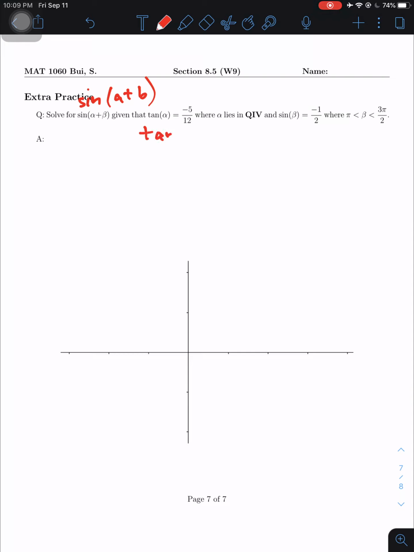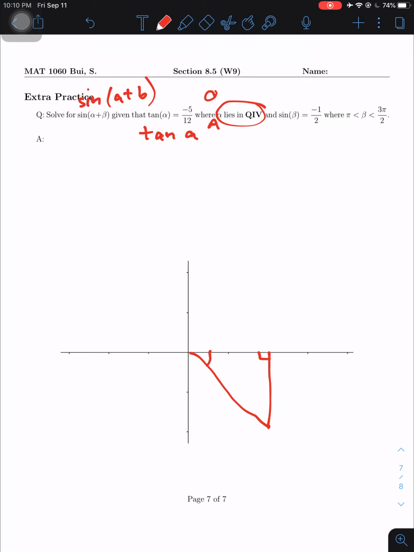Tangent of A is negative 5 over 12. And we know for a fact that tangent equals opposite divided by adjacent, right? And alpha lies in quadrant 4. That's a good piece of info. So alpha A is in quadrant 4, right? So 1, 2, 3, 4. We have alpha in here, so let's make a dot somewhere, and then let's draw a right triangle in here.